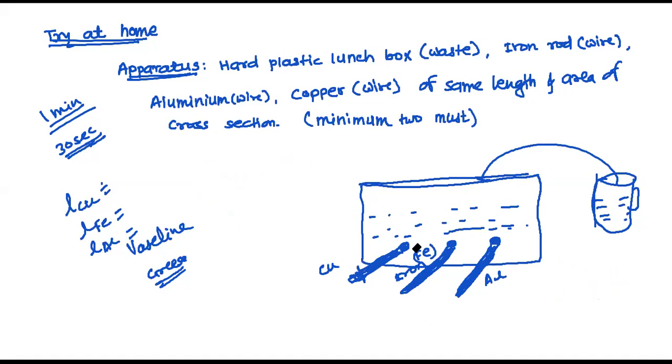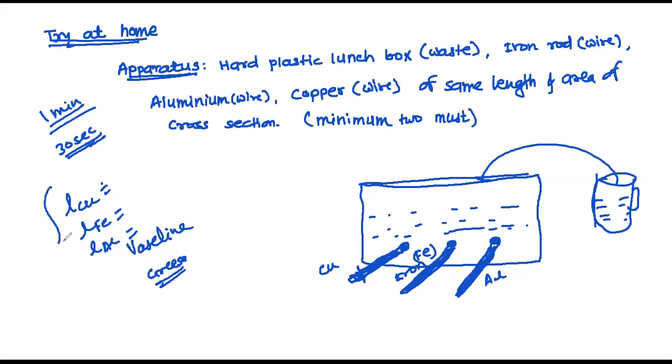Already I told you, keep grease on the copper, keep grease on this, and keep grease on this also. Keep in mind, all should have the same area of cross section and length also. Search for 3 rods or 2 rods of the same length and same area of cross section. Remember, and then measure L of copper, L of ferrous, L of aluminum, up to which the wax has melted.